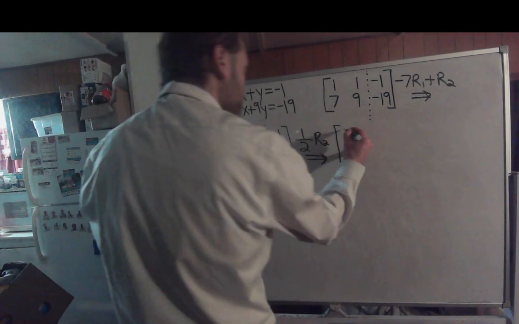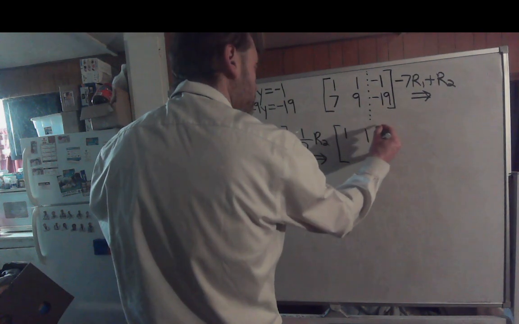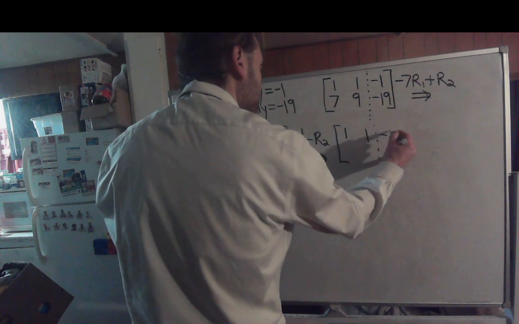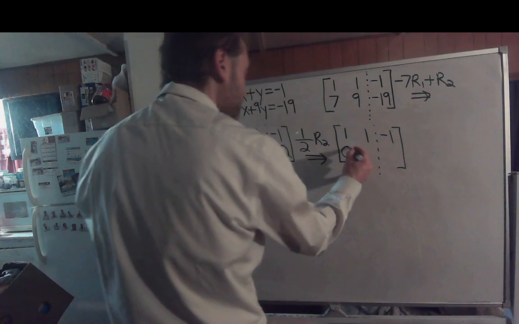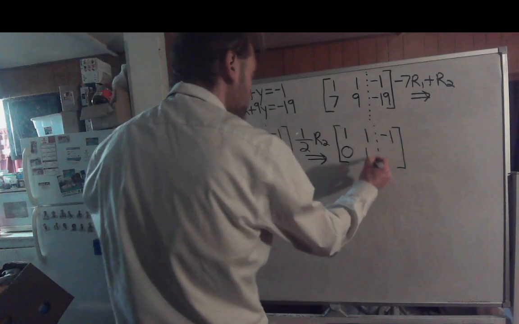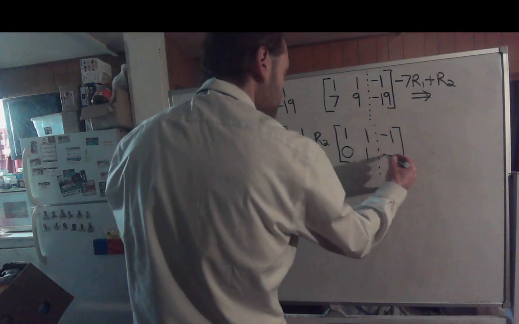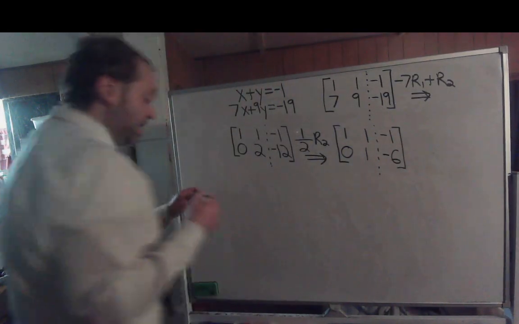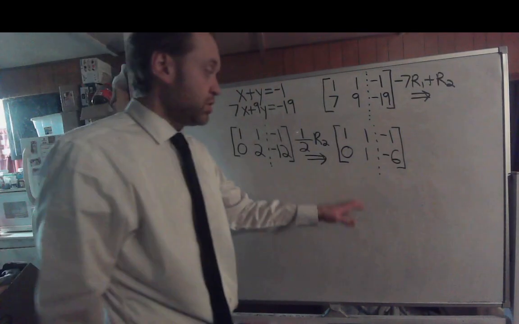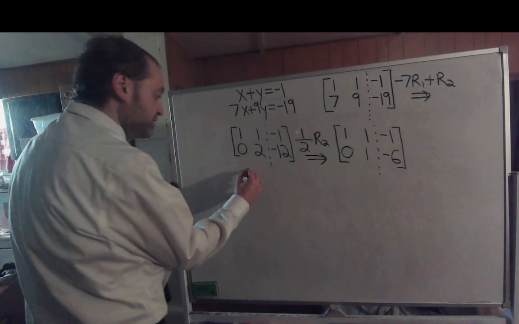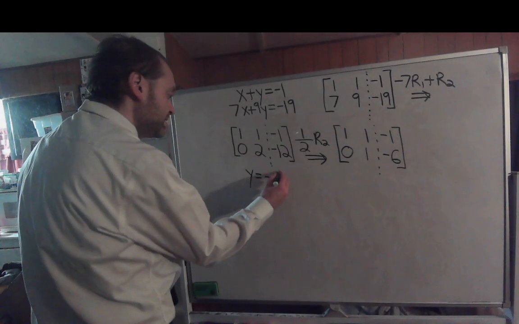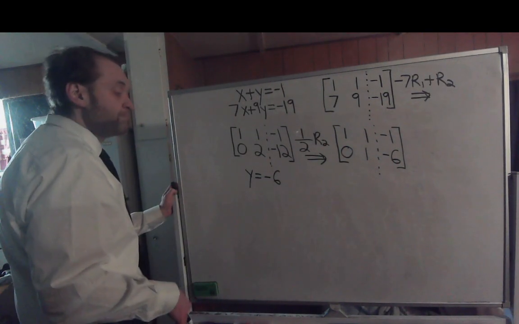You'll leave the first row alone, and it's still going to be 1, 1, negative 1, but half of 0 is still 0, half of 2 is 1, half of negative 12 is negative 6. Now we have this in row echelon form, so that's telling us that y equals negative 6. So y is equal to negative 6, okay?